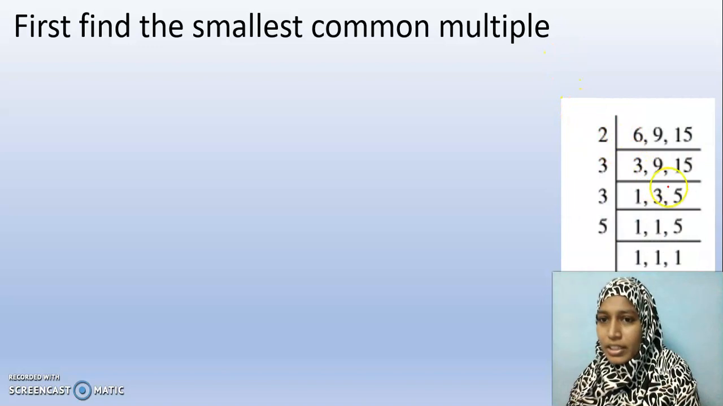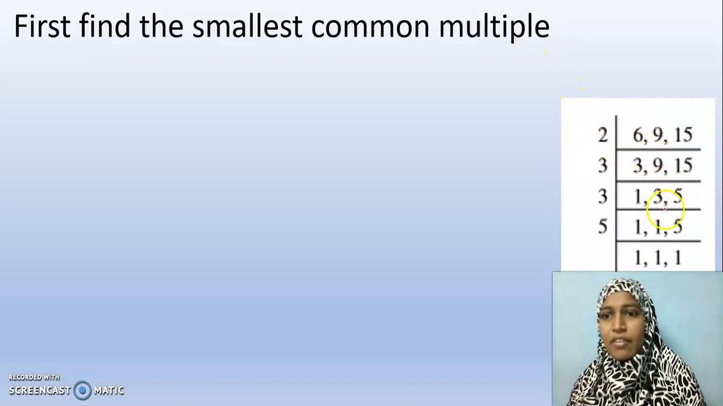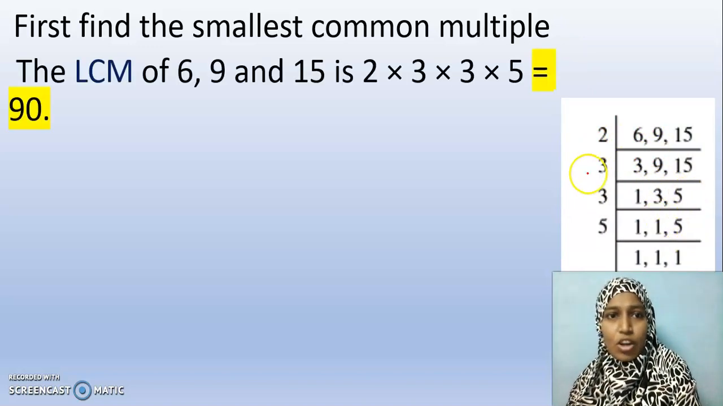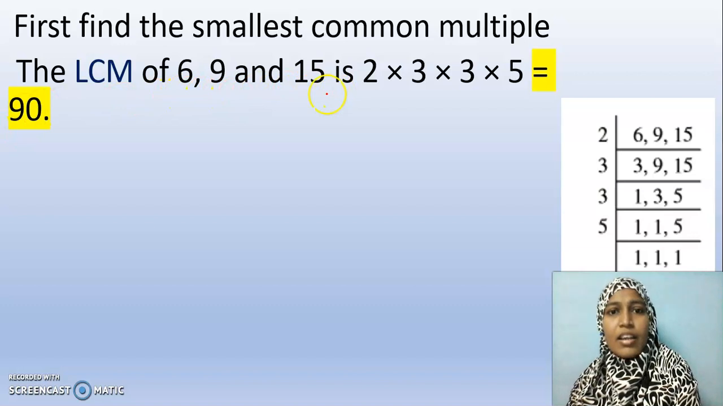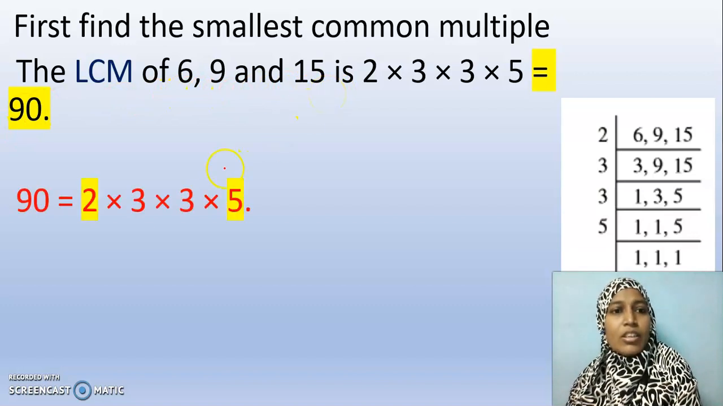You all know to do LCM, isn't it? So 6, 9 and 15. After finding the LCM, I find the number to be 90. And this is divisible by 6, 9 and 15. Is it clear? So this 90 is not a perfect square.